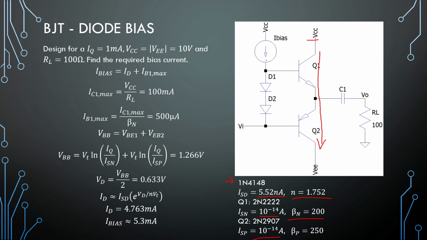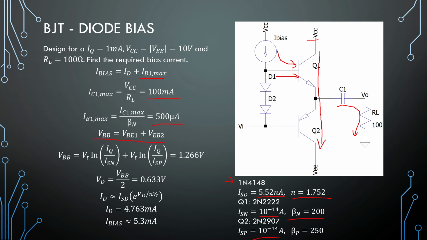Okay, so the bias current required up here is what we need to flow in the diodes and what we need to flow into this transistor. So IB1 maximum would be VCC over R load. It's 100 milliamperes to drive this load, divided by our beta value is 500 microamps. So we need 500 microamps to drive that transistor. Great, so that is the first current calculated.